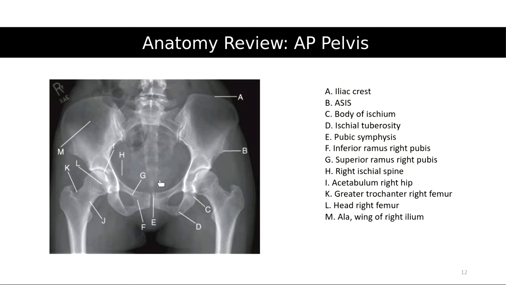You've got right femur, left femur. You can make out greater trochanter, lesser trochanter right there. Okay. Obturator foramen, the big holes right here. So all of that anatomy on the pelvis.